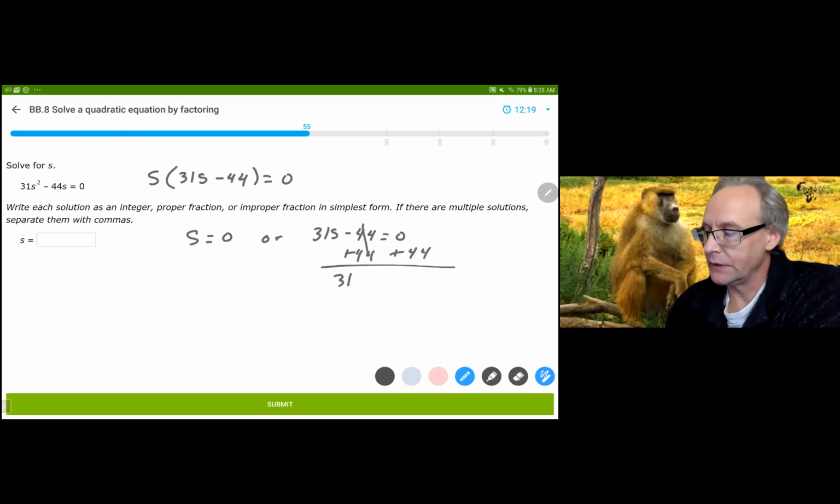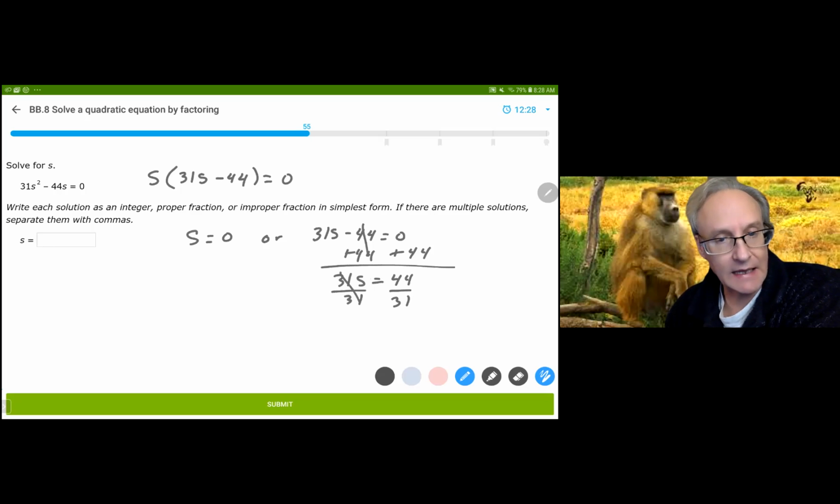And we get 31s is equal to 44. And then we divide by 31. If possible, you can reduce, but we can't because 31 is a prime number, even though 44 is 4 times 11 or 2 times 22. We can't simplify the 31, so we're done. s is 44 over 31.